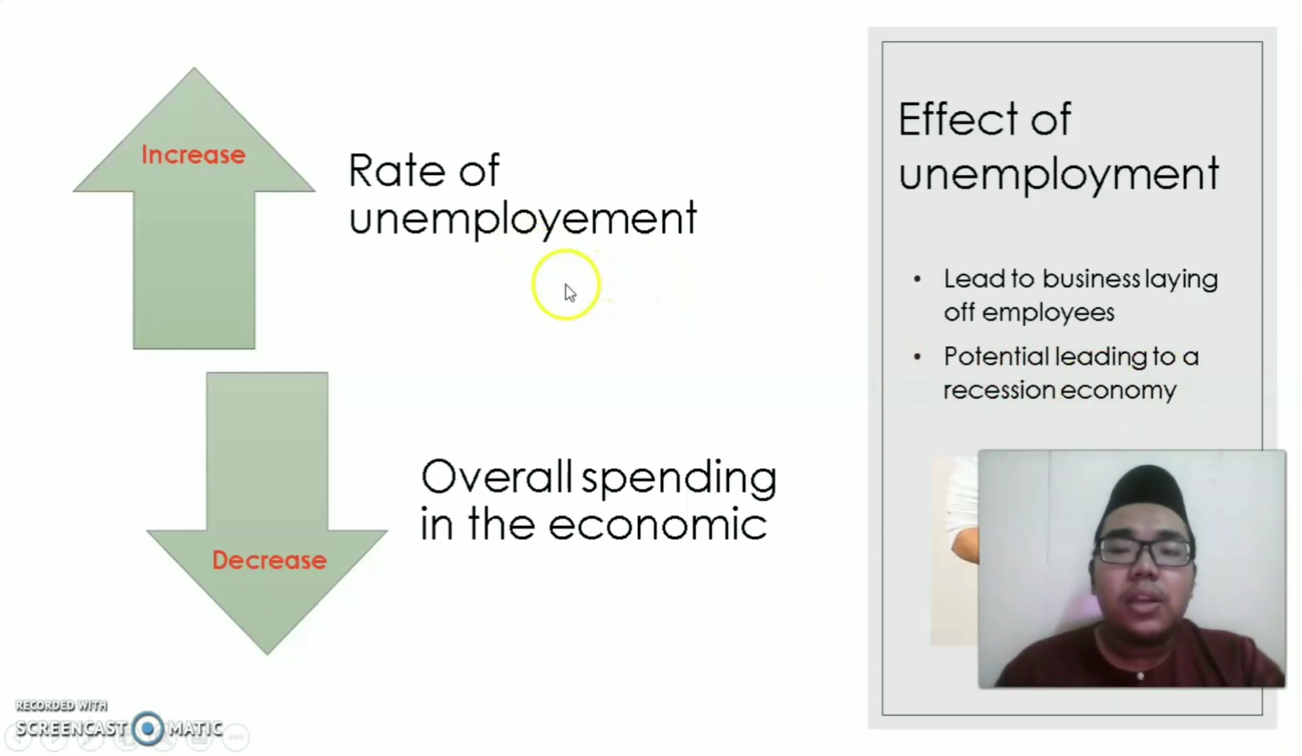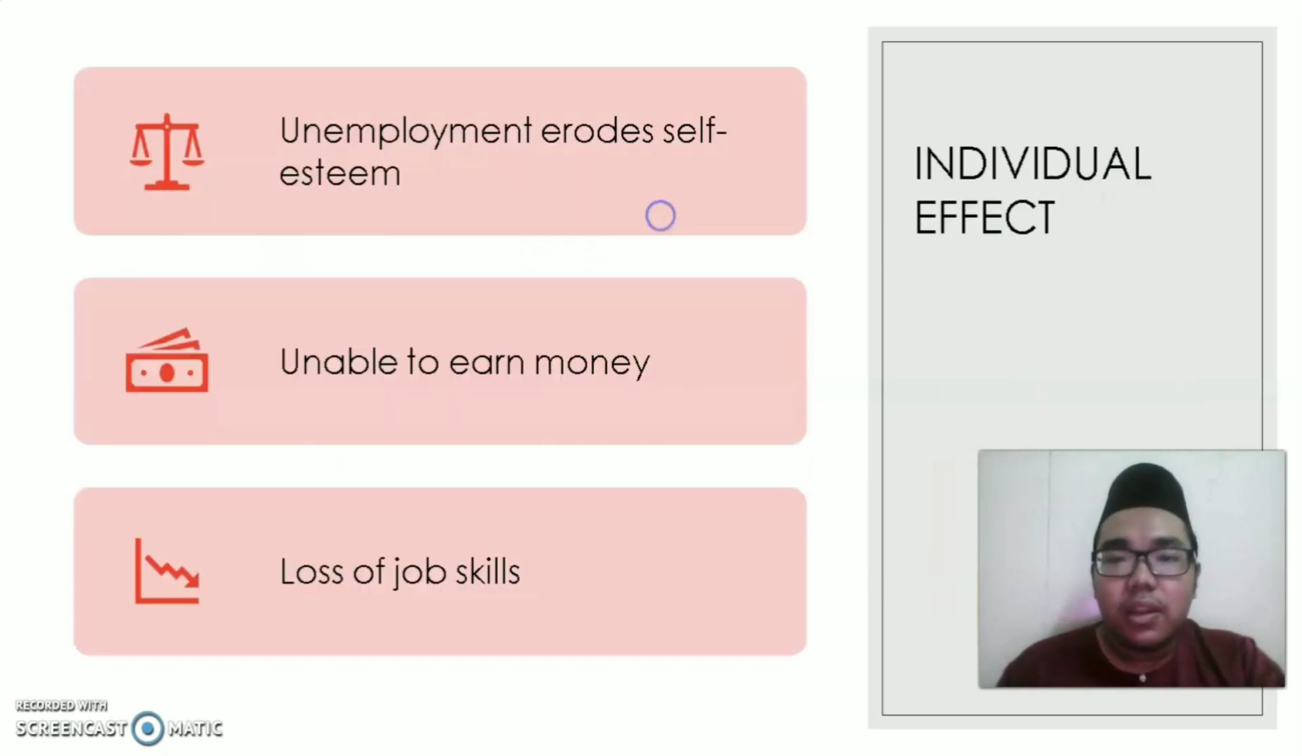The effect of unemployment can be divided into three groups: individual effect, economy effect, and society effect. So let's go to the first one. For individual effect, firstly, unemployment erodes self-esteem for individuals.